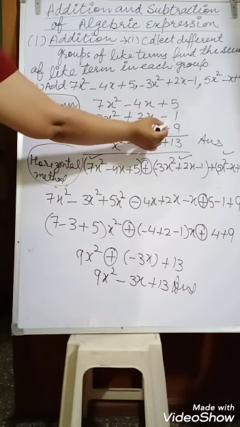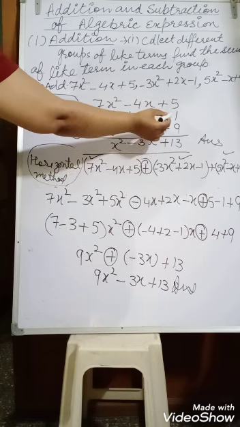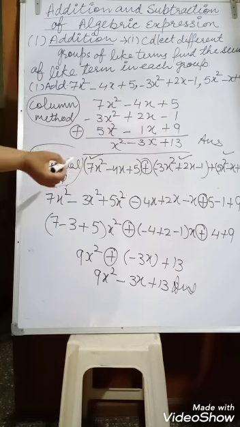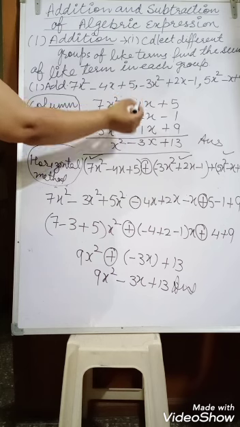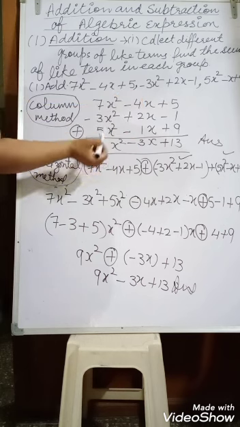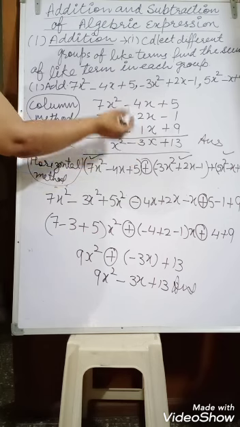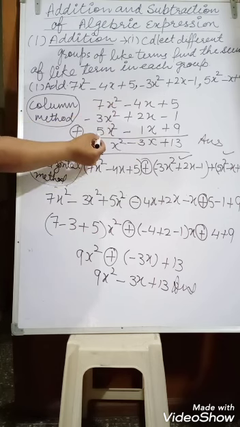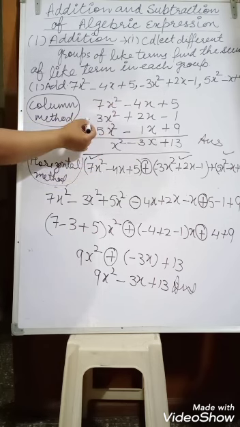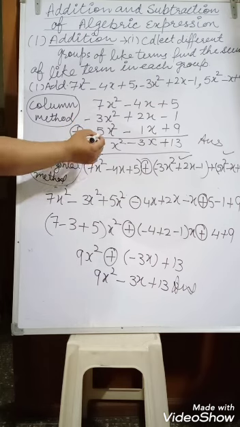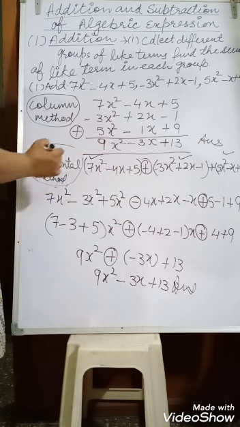Now 5 plus 9 is equal to 14. 14 minus 1 is 13. Now minus 4 minus 1 is minus 5, and minus 5 plus 2 is minus 3. Then 7 plus 5 is 12. 12 minus 3 is equal to 9. So I will write here 9.